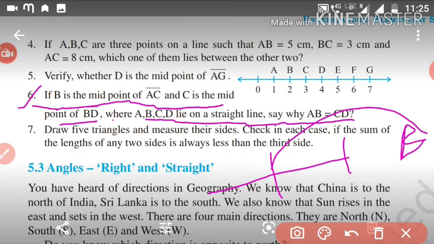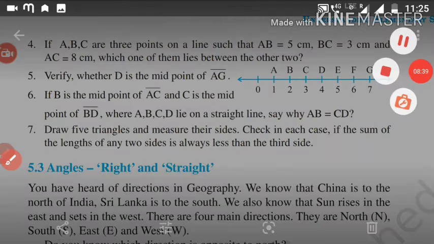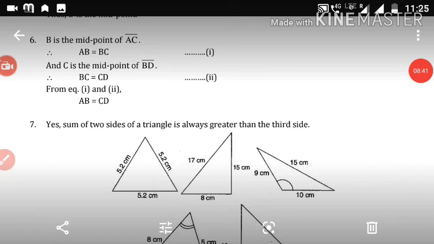Now then what you have to say? You have to say whether ABCD lie on a straight line. Okay, ABCD is in a straight line. So say why AB is equal to CD. We have to say whether AB is equal to CD or not. If it is equal, why it is equal, we have to say. Now come to the solution.